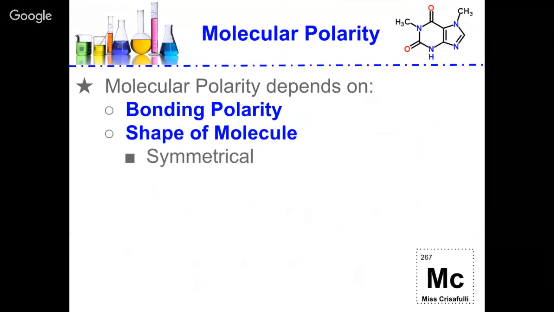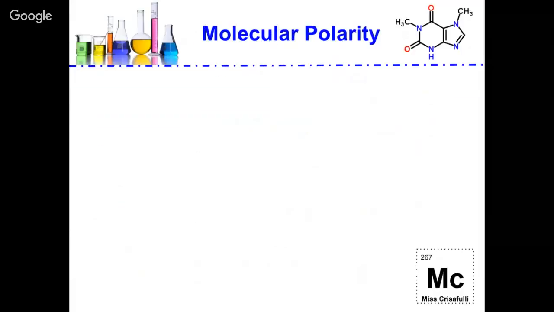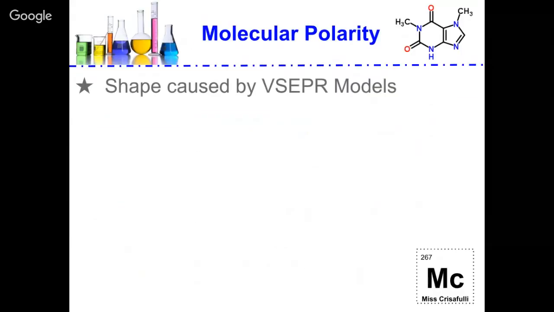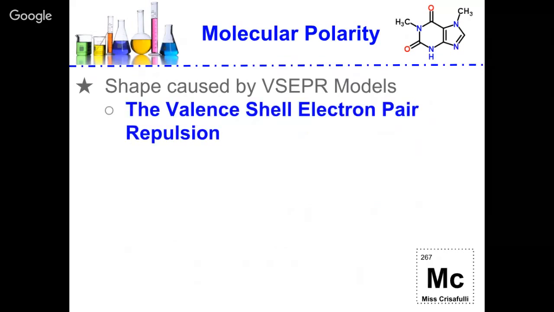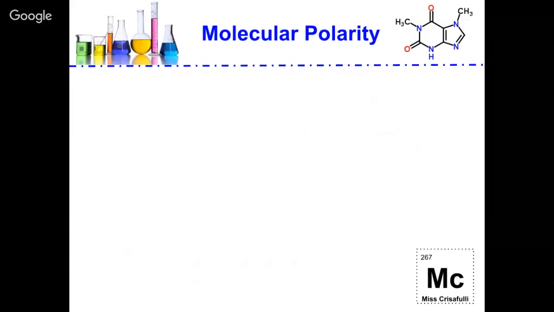The shape is either symmetrical, meaning all the elements around the central atom are the same, or asymmetrical, meaning that everything is not going to be the same on all the sides when you look at the central atom. Remember, shape is caused by the VSEPR model, which is the valence shell electron pair repulsion model. Valence electrons are arranged as far from one another as possible to minimize the repulsion between them. So what does that mean?